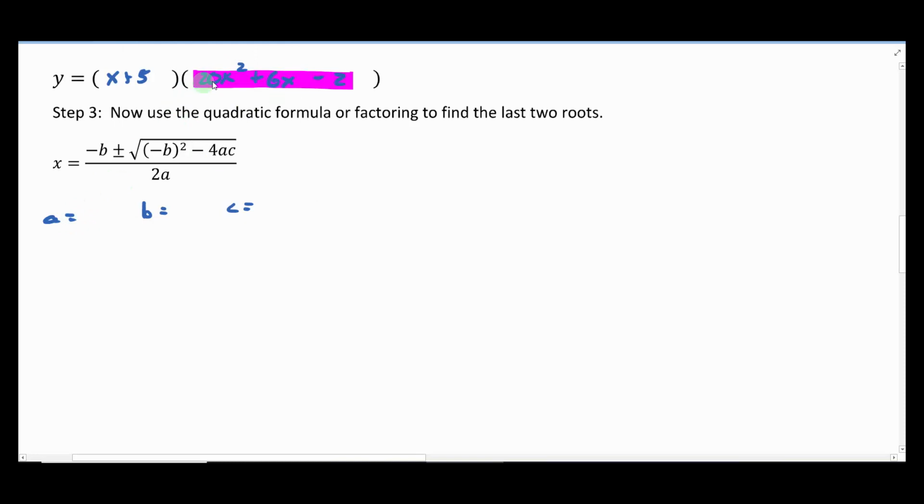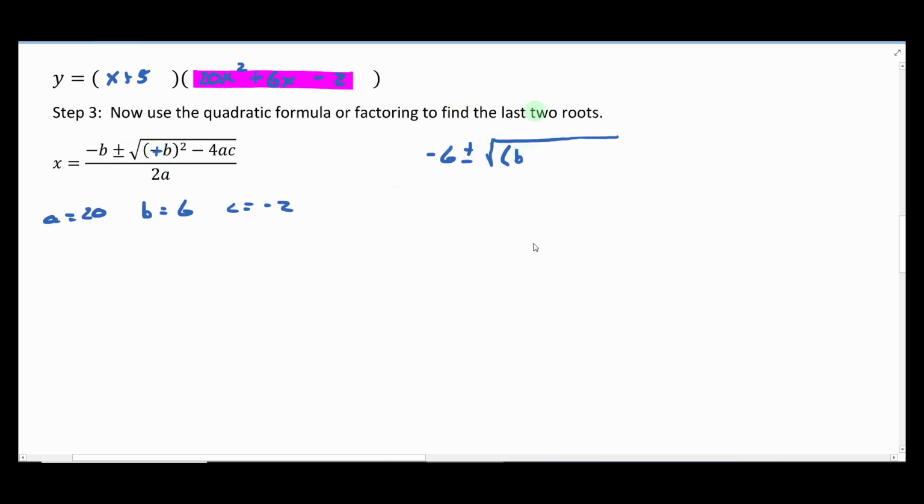A is the number in front of x squared, that's going to be 20. B is the number in front of x, so that is 6. And C is the constant on the end, that's -2. And then we set up our quadratic. So we're going to have -6 plus or minus the square root. We're going to have negative b squared here. So we've got b, actually, it should just be b squared. I don't know why I did that.